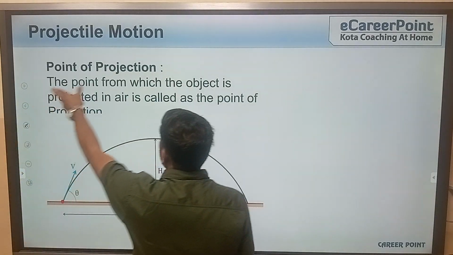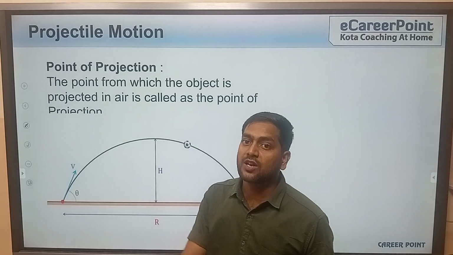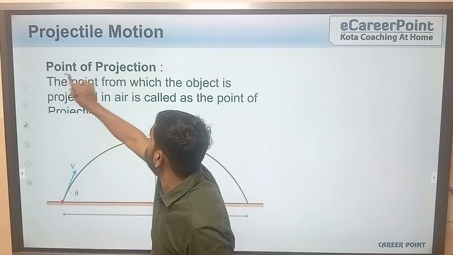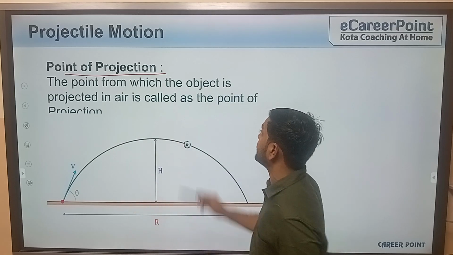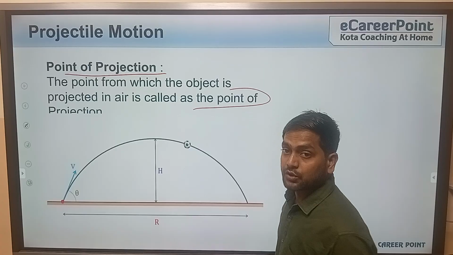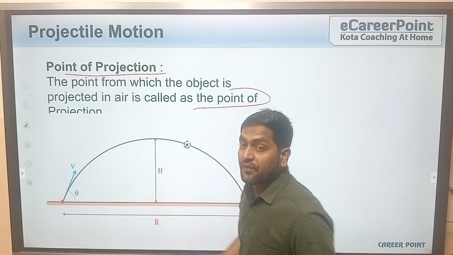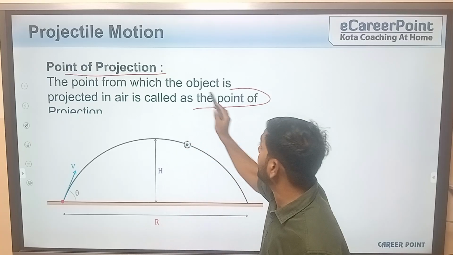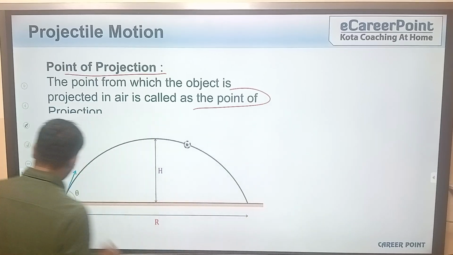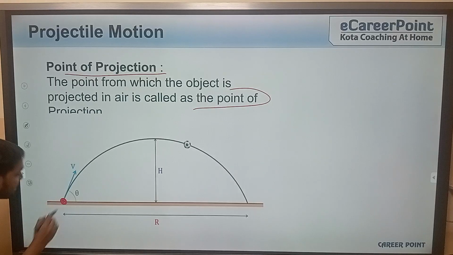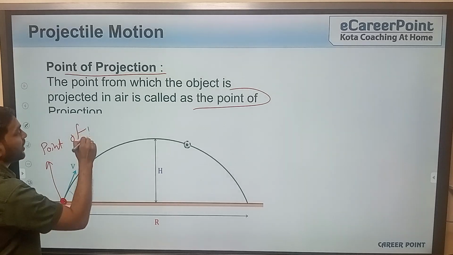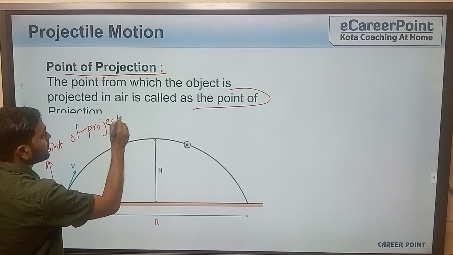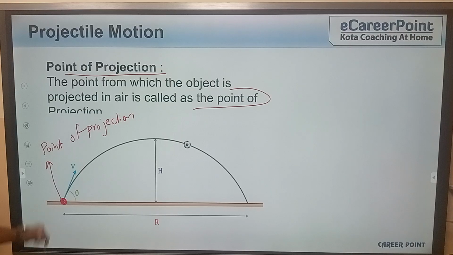Next we will see the point of projection. Some basic terminologies we have to know. So here we are having the point of projection. What is the point of projection? The point from which the object is projected in air is called the point of projection. So here we are having our object, right? So this is our point of projection. And next we'll see, we have seen that this point is called the point of projection.